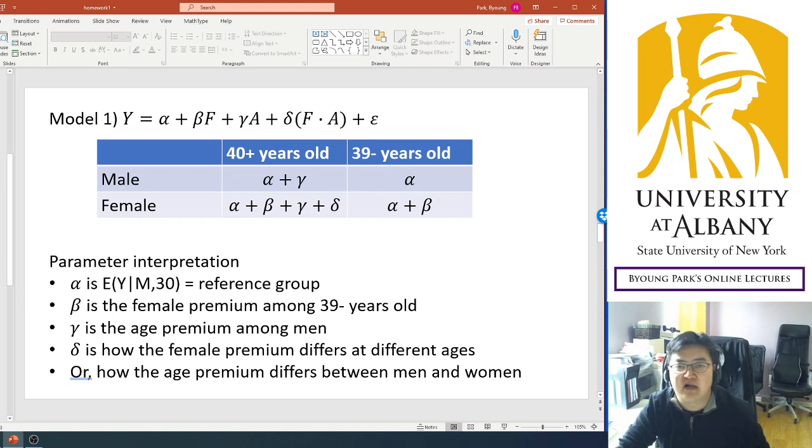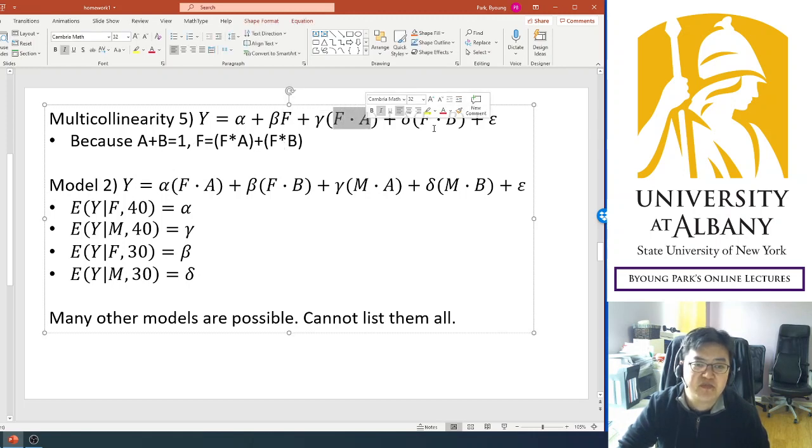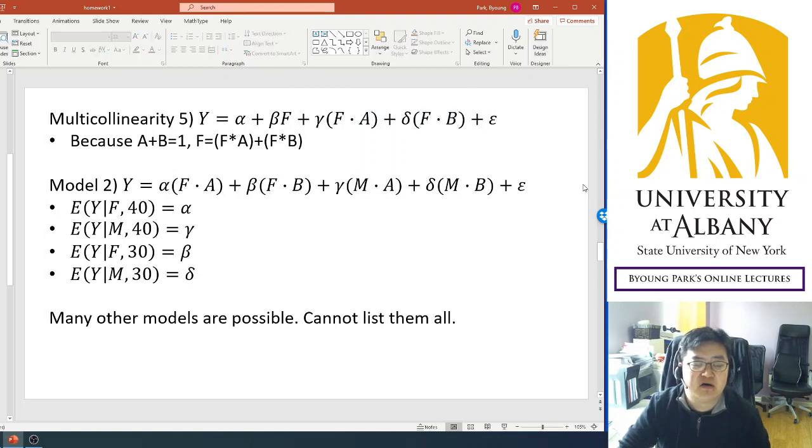And I'll show you another multicollinear model. Another multicollinear model is this. You are including interaction variables, but there is multicollinearity in the interaction variables, because a plus b is always 1, so fa plus fb is always f. So including these three variables does not provide a good working model. So it is a big problem.